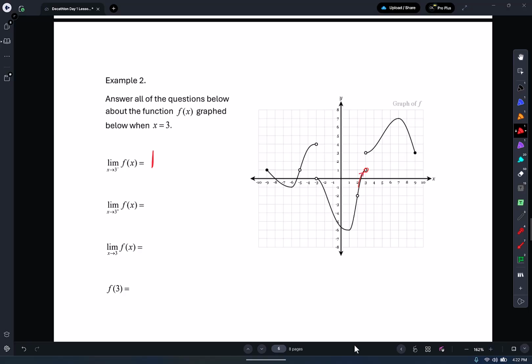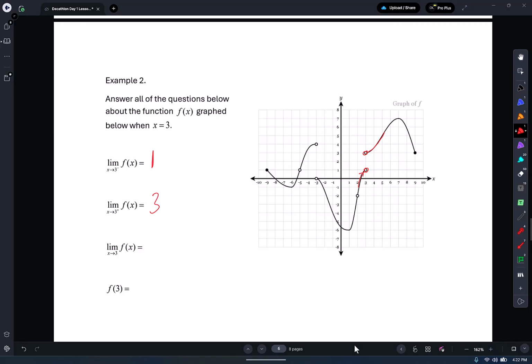It's a y value. All right, Hernandez, help me out with this one. Limit as x approaches 3 from the right. What's that y value? Don't say it out loud. Yes, good job. Look at you. You did it, miss.